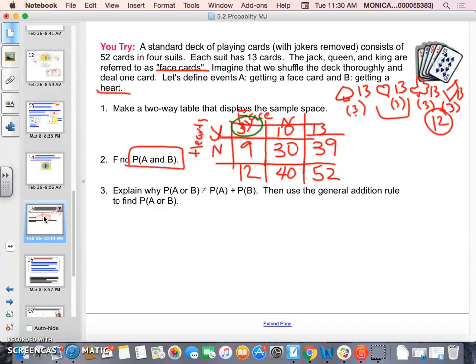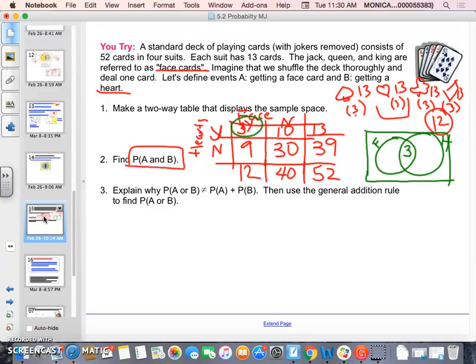Now if I wanted to see that in a Venn diagram, I could simply draw my Venn diagram. And the 3 would go here. And let's call it event A was face cards. So I'm just going to put an F here and an H here, just to remind us that that's face cards and that's hearts.